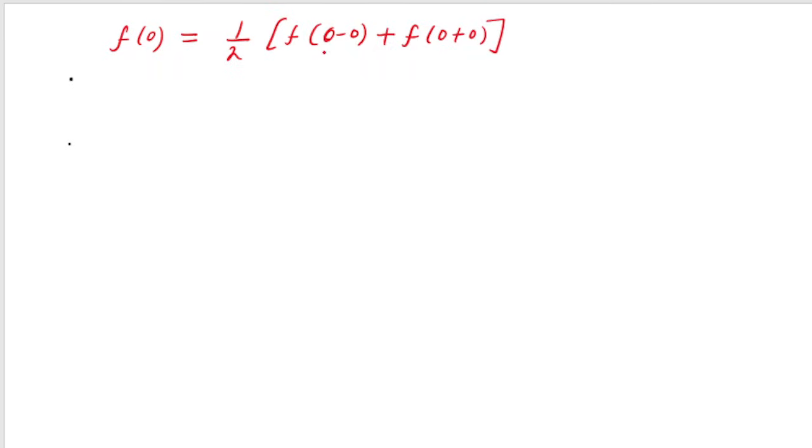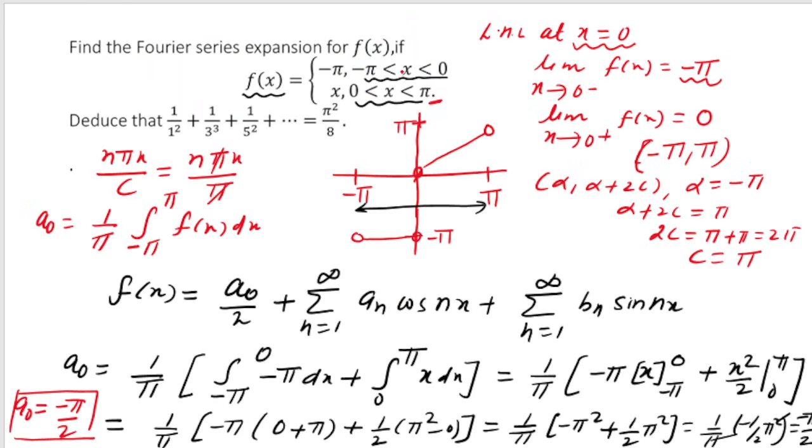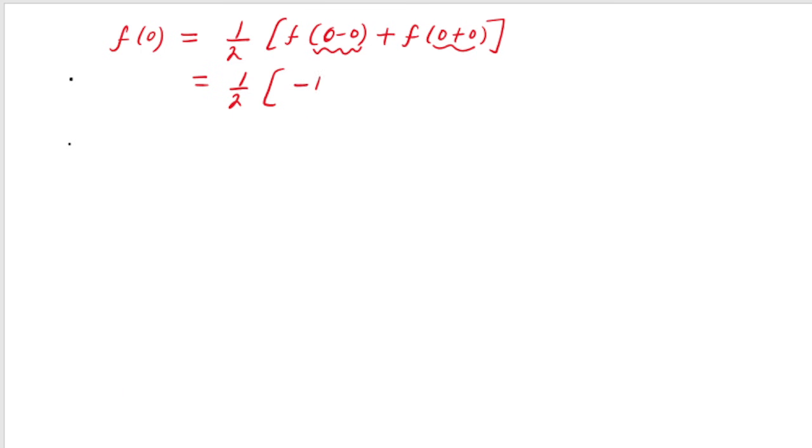And I hope you are mature enough to understand that 0 minus 0 basically denotes that we are calculating the function value on the left of 0 and on the right of 0. So what will that give me? If you look at this function here, on the left of 0 the function value is minus pi, and on the right of 0 it is x, so it will be 0 only. That also I already have explained here. So one value I am getting is minus pi and one value is 0. So I will get minus pi and plus 0, so basically I am getting minus pi by 2.